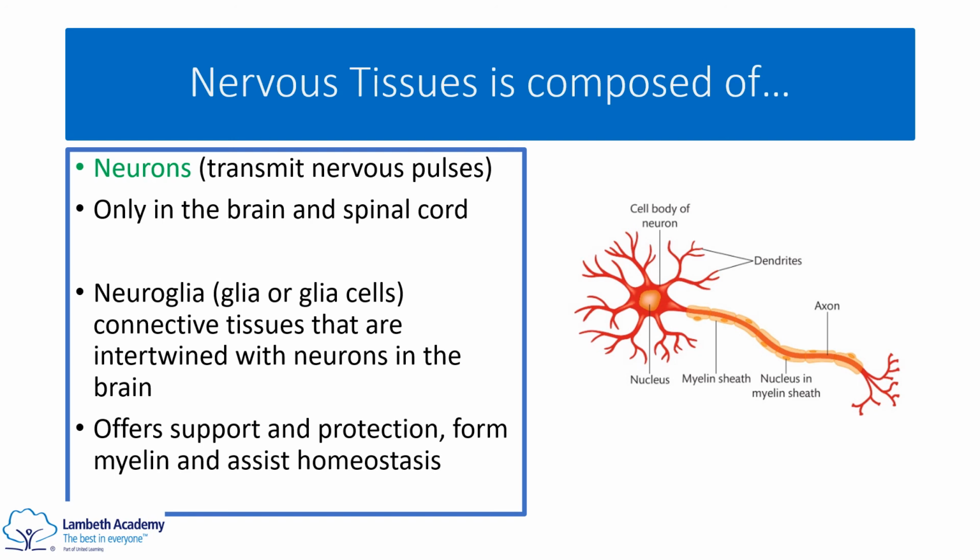You may hear this being referred to as glia or glial cells. And this is a connective tissue that's intertwined with neurons within the brain. Your neuroglia also offers support and protection. It's like myelin, and again it helps to maintain homeostasis.